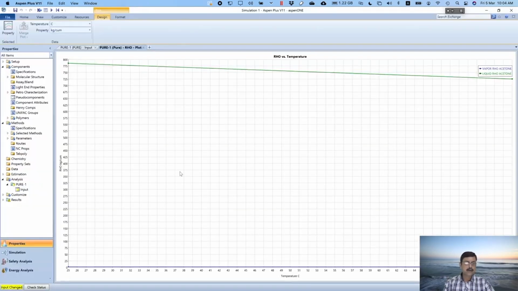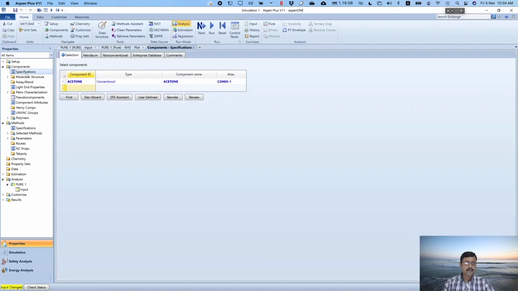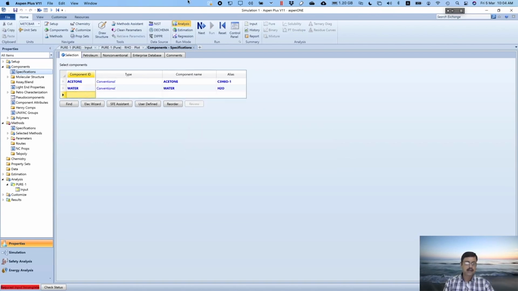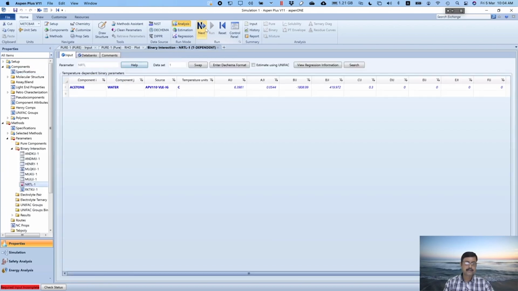Go back to our Aspen window. In specification, add water, press next, run.